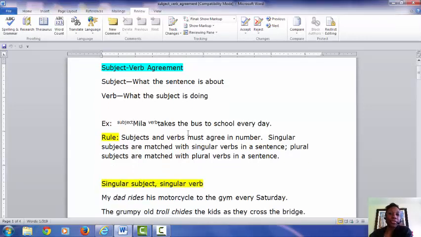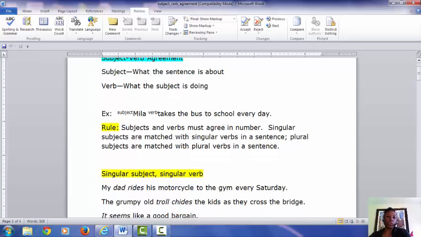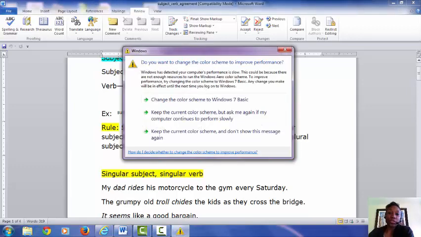Mila takes the bus to school every day. Mila is the subject of the sentence because you ask yourself, who or what is the sentence about? It's about Mila. What is the subject doing? Takes. That's the verb. That's how we find the subject and the verb. So the rule is that subjects and verbs must agree in number. Singular subjects are matched with singular verbs.